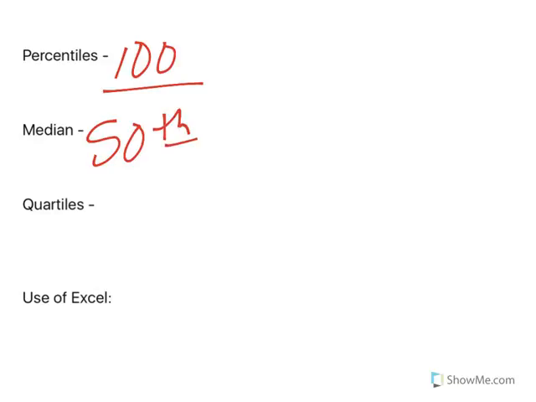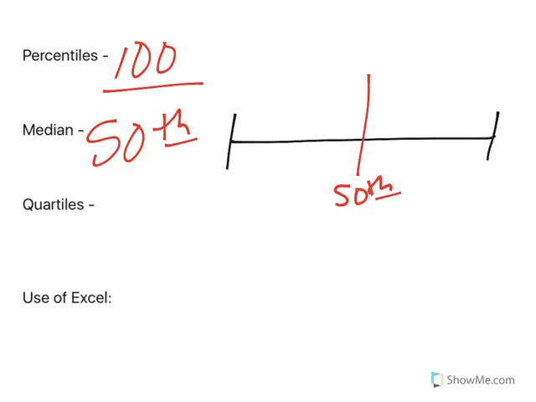Percentiles. We are going to calculate percentiles. Now remember that percent means out of 100. So when you talk about percentiles, each percentile is 1/100th of your data set. Now the median is the halfway point. So if this is all of your data and the median is in the middle, right, that's the 50th percentile.